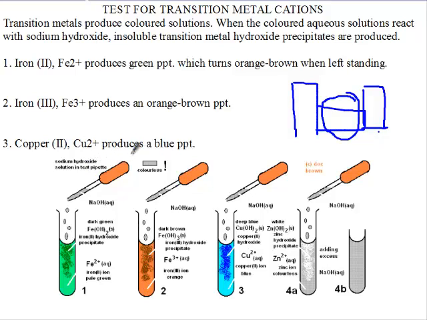Copper 2 produces a blue precipitate when you react it with sodium hydroxide. When you put copper 2 in water, it is going to produce a blue solution. When drops of sodium hydroxide come in, you are going to get a blue precipitate being formed. So the precipitates are usually the same color as the solution they form.